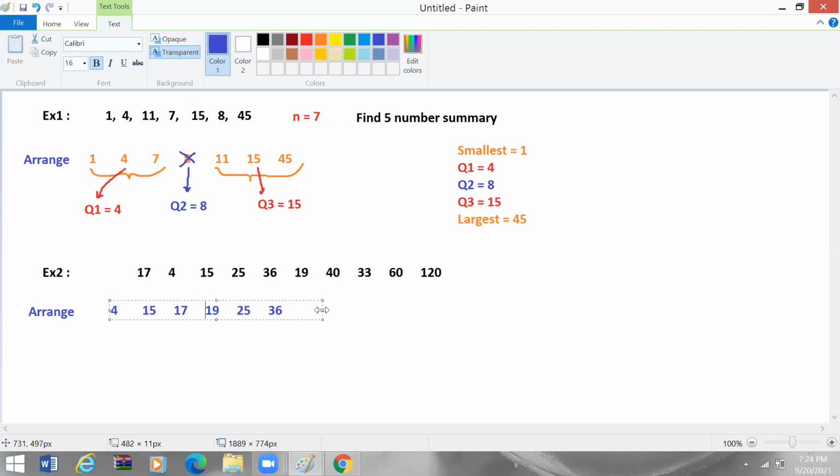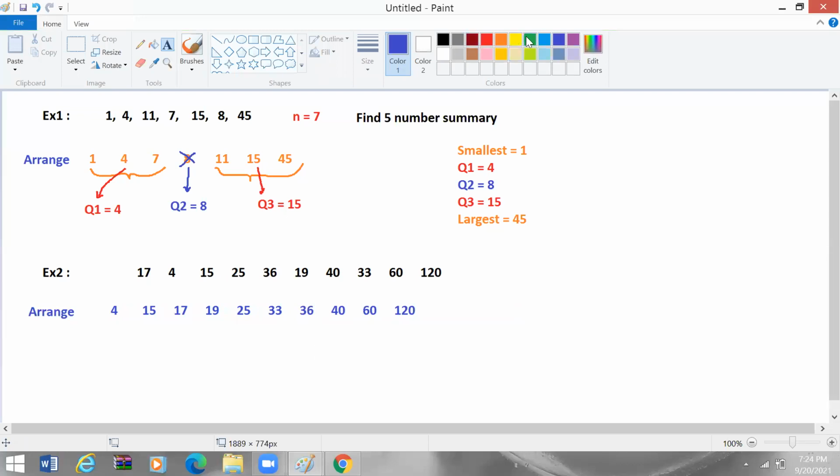And then we have 40, and sorry, we're missing 33. So when we have more numbers, it's just a little bit more work. And then we're going to have 60 and 120. All right. So now we have 2 middle numbers because we have 10 data. We're going to look at the 5th and then the 6th one. Since there are 2 middle numbers, we need to add them up and divide by 2. So this is how we're going to look for Q2.